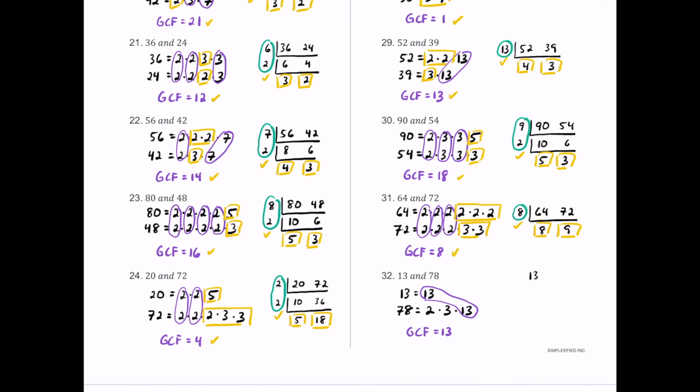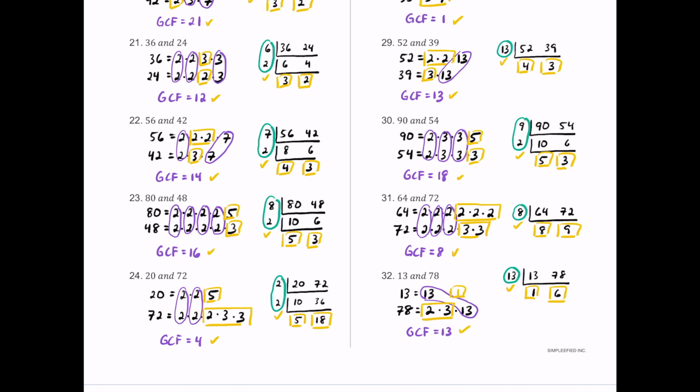For the ladder method, we'll take 13 and 78. We'll pair those up and think about what might go into both. 13's prime, so you'd have to look at the factors of 78. In this case, this one might be tough to use the ladder method for a lot of people, but it would be 13 times 1 and 13 times 6. And 13 happens to be the prime factor that they had in common, so that makes sense. For 13, that's times 1, so that's here. And 13 times 6, or 2 times 3 is 6, times 13 is 78.